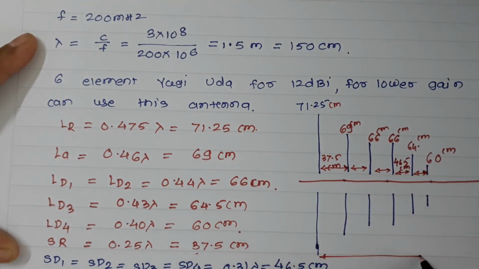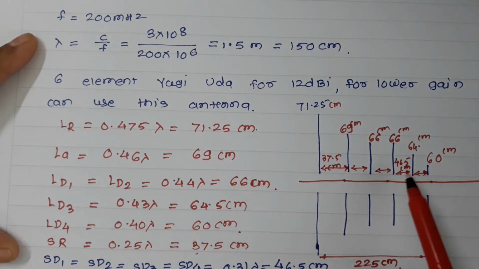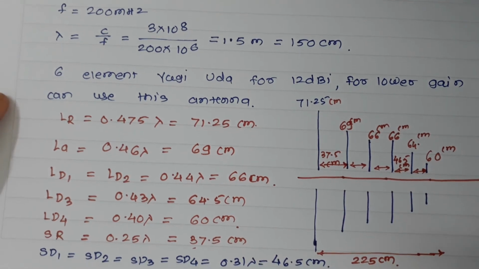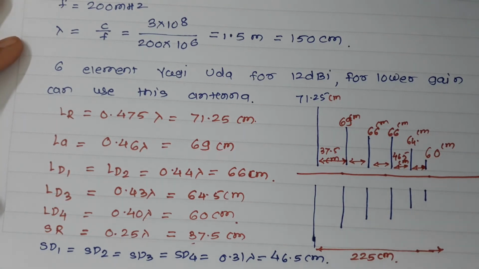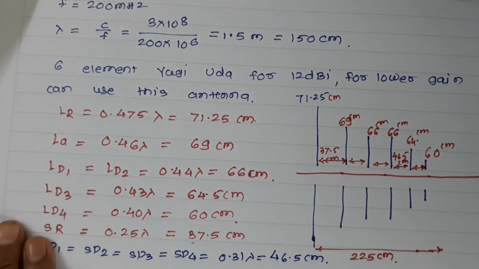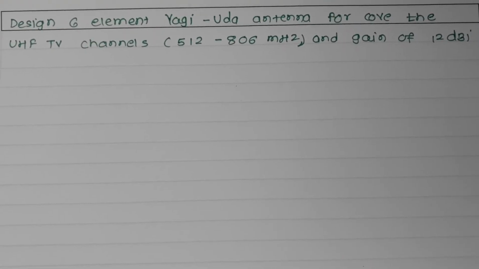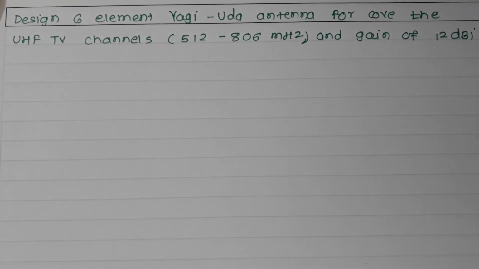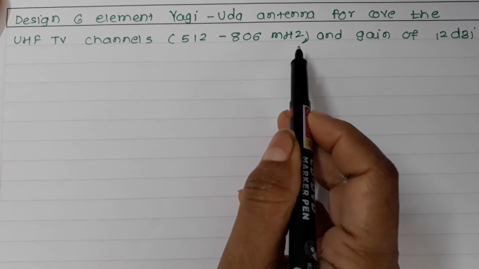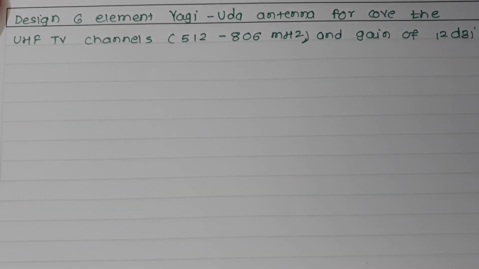So if I measure the total length of this particular Yagi antenna, it will be 225 centimeters, as I add 37.5 plus 46.5, 46.5, 46.5 and 46.5. So this is all about the design of the 6-element antenna to achieve the gain of 12 dBi. Now the next problem says: design a 6-element Yagi antenna to cover the UHF TV channels in the range of 512 to 806 megahertz. Whenever such a problem is given, you need to find the center frequency.